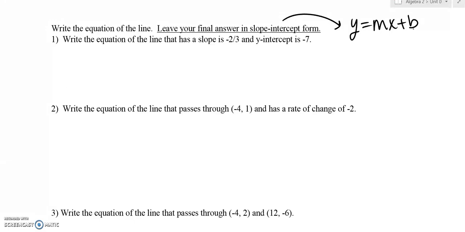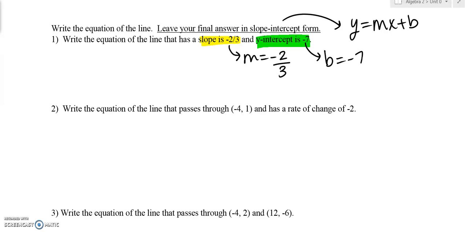The first problem: write the equation of the line that has a slope of -2/3 and a y-intercept of -7. So my key pieces of information is that they give me the slope. So m is equal to -2/3. And they also give me the y-intercept. That is what we call b.